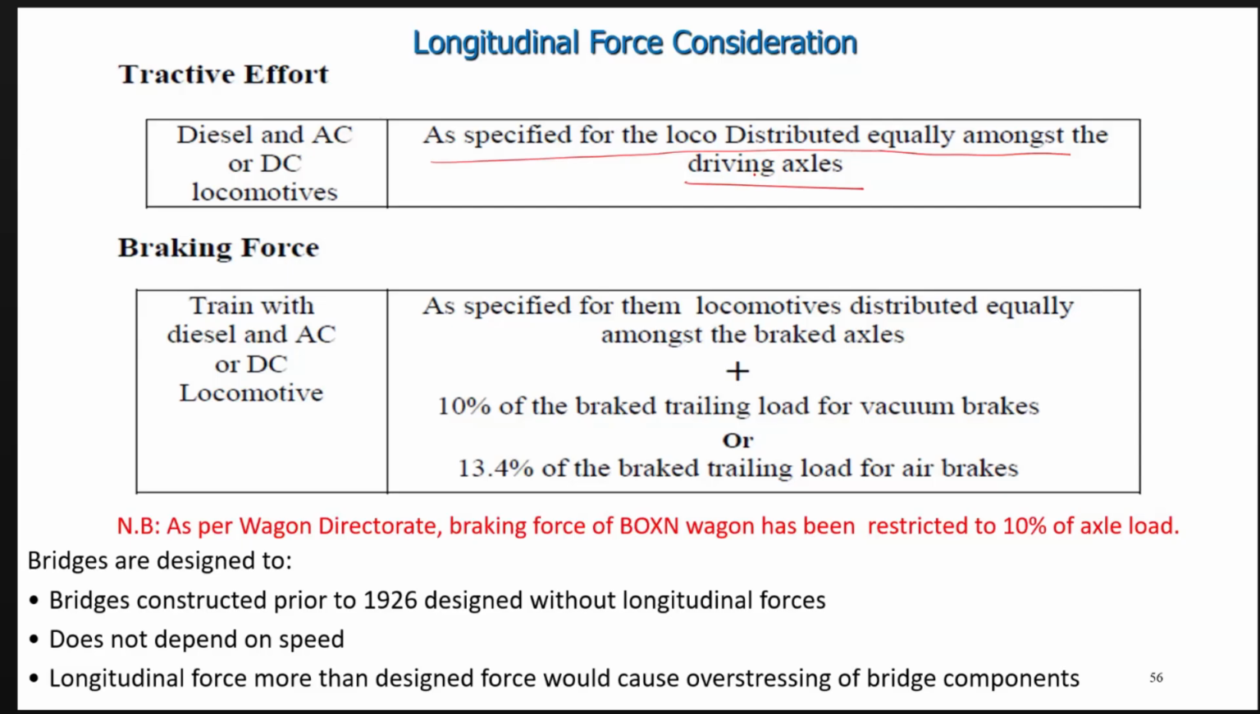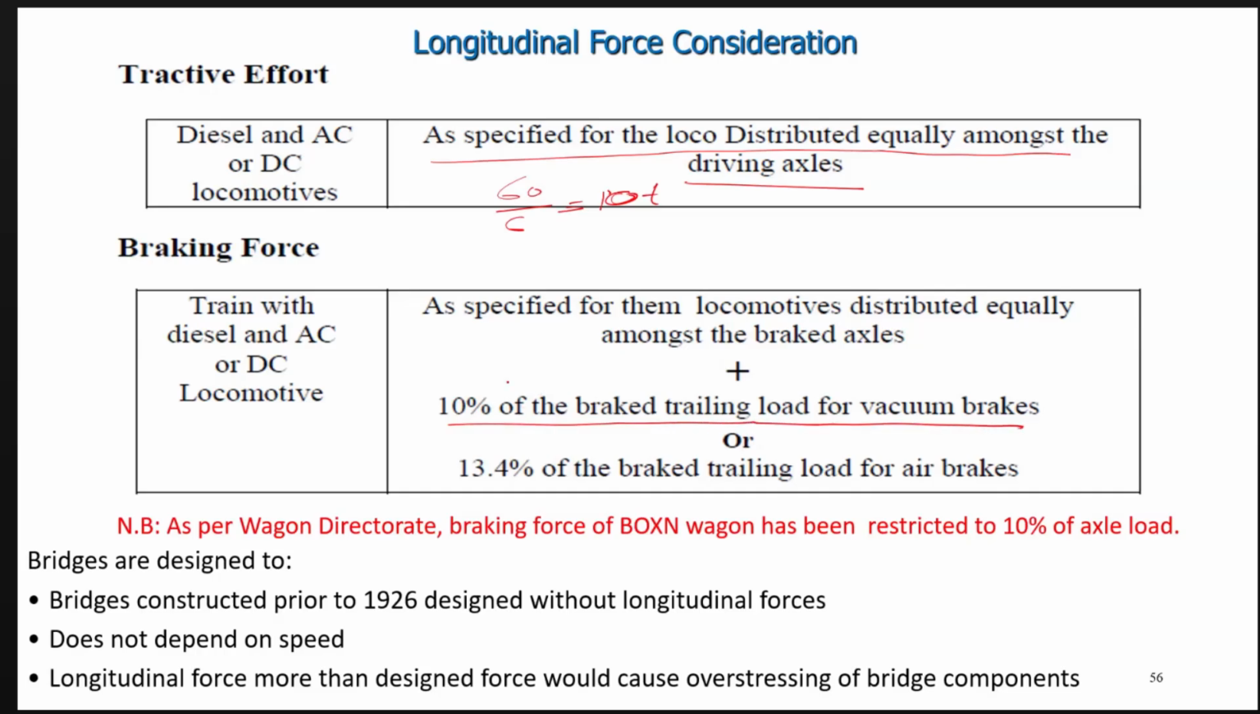Suppose there is a 4-axle or Co-Co loco, it means 6 axles. So if it is 60 ton, then 60 divided by 6 means every axle will take 10 ton of tractive force. The braking force as specified for the locomotive, whatever the highest braking force given, then 10% of the brake trailing load for the vacuum brakes.